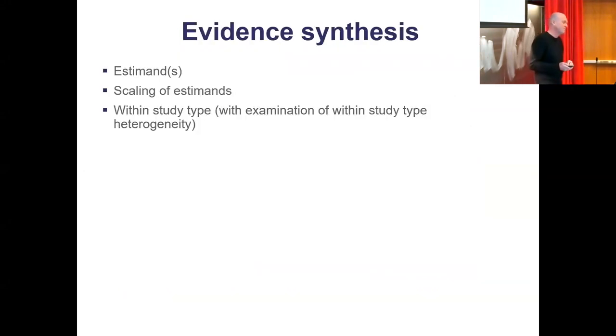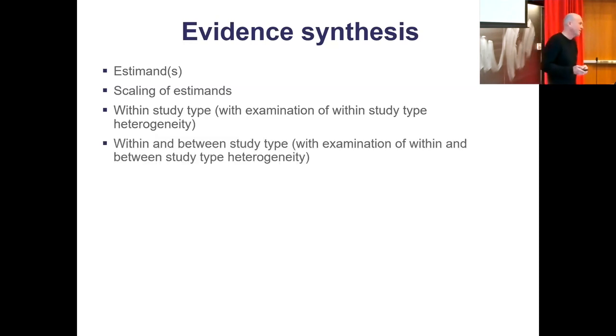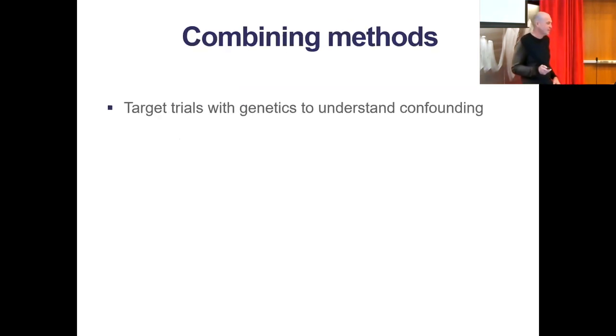Then your synthesis is within study type. So first you synthesize data within the study type and examine the heterogeneity within a study type, the differences between studies that contribute to that study type, and then they model within and between study type the combination of heterogeneity between and within. Now you can combine methods.